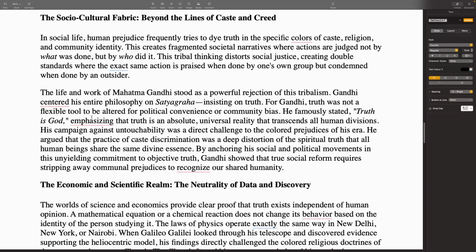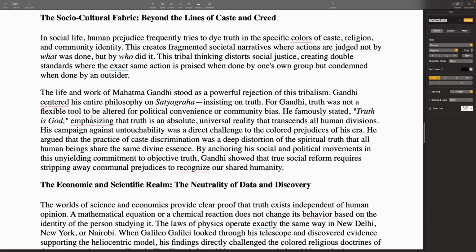The life and work of Mahatma Gandhi stood as a powerful rejection of this tribalism. Gandhi centered his entire philosophy on satyagraha, insisting on truth. For Gandhi, truth was not a flexible tool to be altered for political convenience or community bias. He famously stated, "Truth is God," emphasizing that truth is an absolute universal reality that transcends all human divisions. His campaign against untouchability was a direct challenge to the colored prejudices of his era.